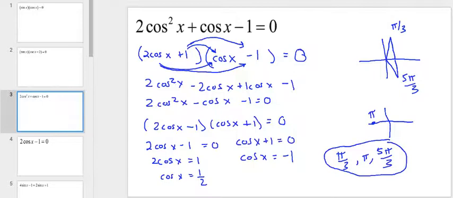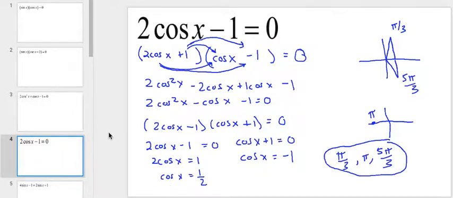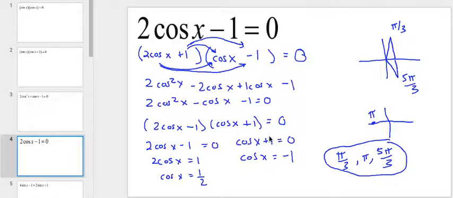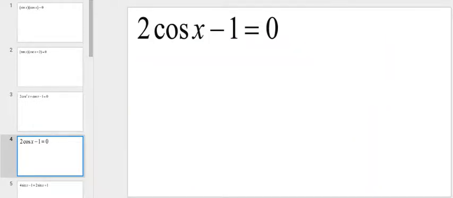Alright, so we've got one more that I'm going to do in this video. So this is problem number 4. Oops, try that again. Did that in the wrong order. Got it. So we're going to solve 2 cosine x minus 1 equals 0.